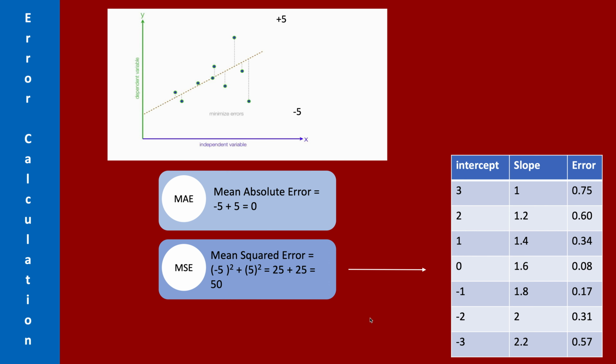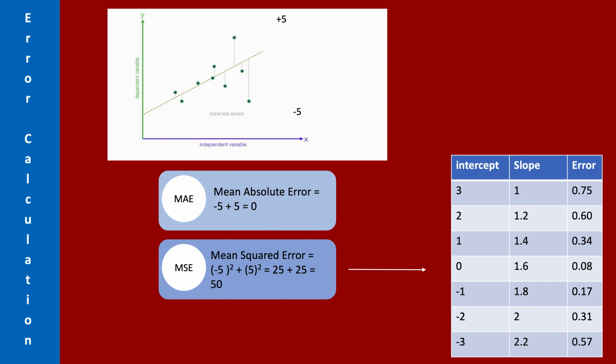But first, let's look at the slope table. This shows the possible intercepts and slopes for every possible line, or at least some possible lines, and this is the error. So based on this table, our model will decide which line is the best. The one with intercept 0 and slope 1.6 has the least error, and the model will decide to use this line.